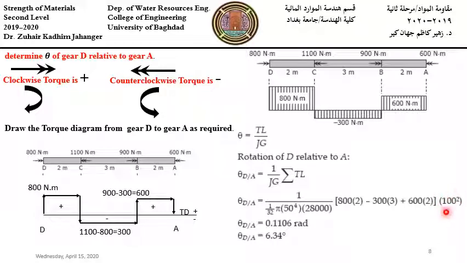Unit compatibility. Then theta for D to A equals 0.1106 radian. Multiply this by 57.3, we get theta D to A equals 6.34 degree.